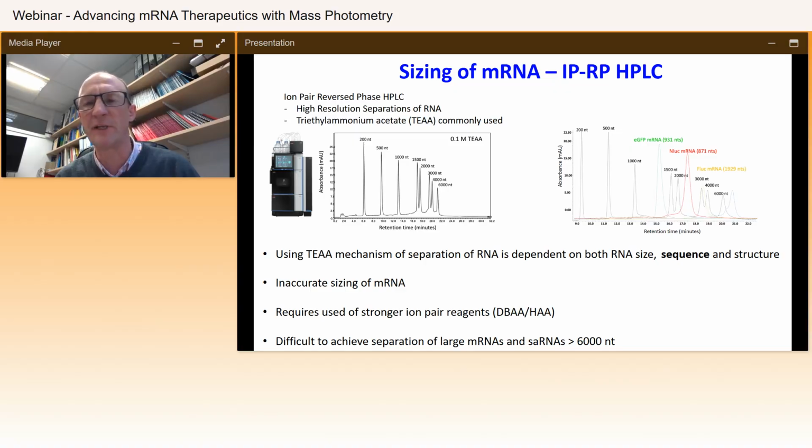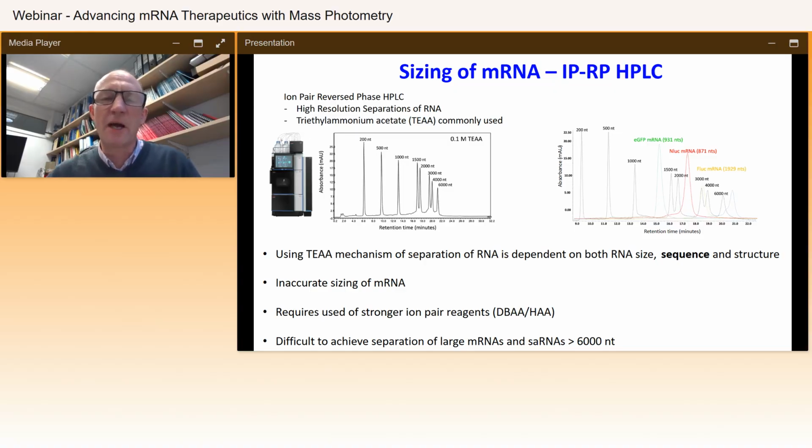For example, the EGFP mRNA is 931 nucleotides in length, but it elutes after the 1,000 nucleotide RNA fragment. An even more exemplified case is the NLuc mRNA. This is 871 nucleotides in length, actually shorter than the EGFP mRNA, but it elutes later than the EGFP mRNA and actually after the 2,000 nucleotide RNA marker.